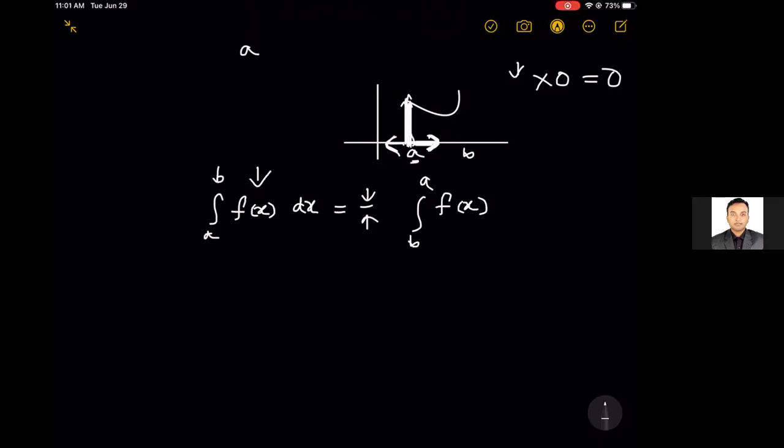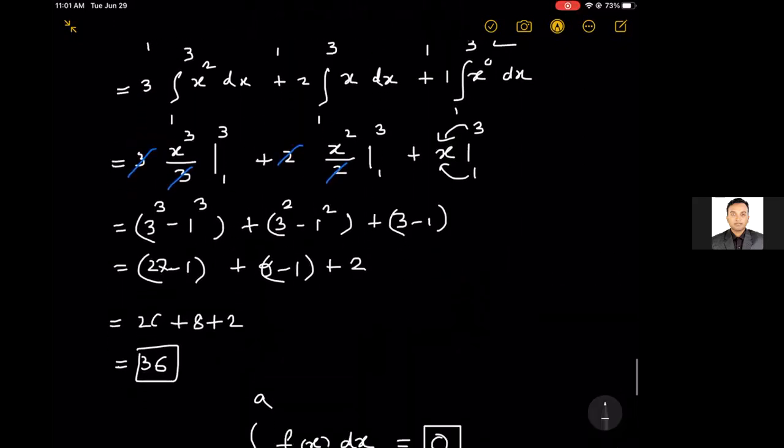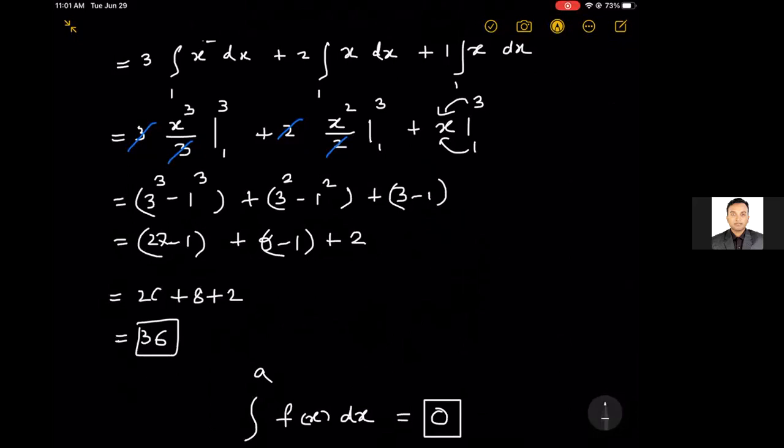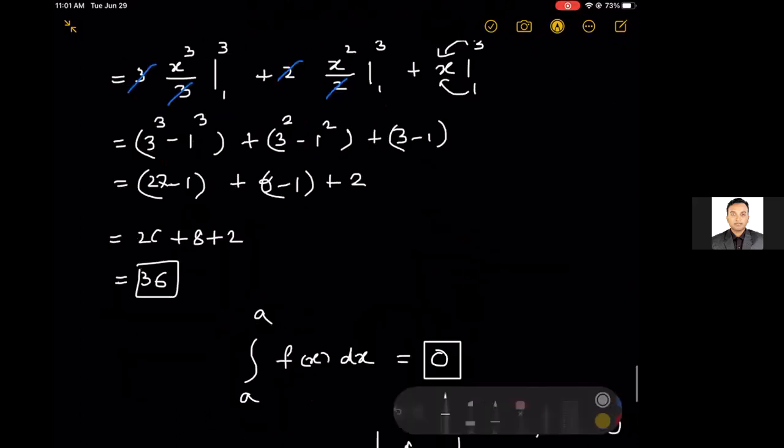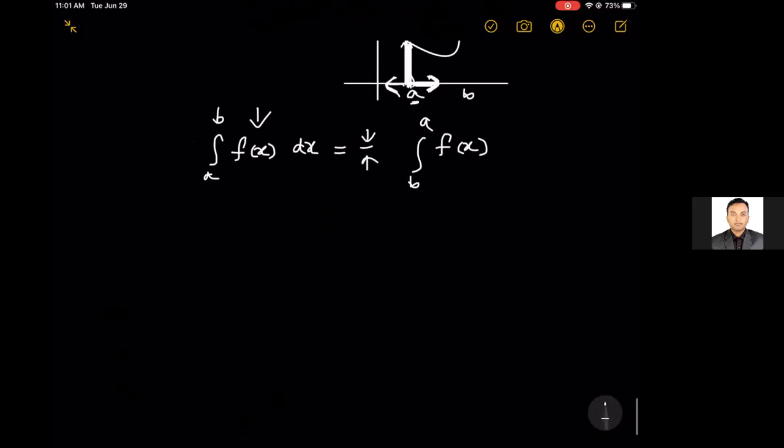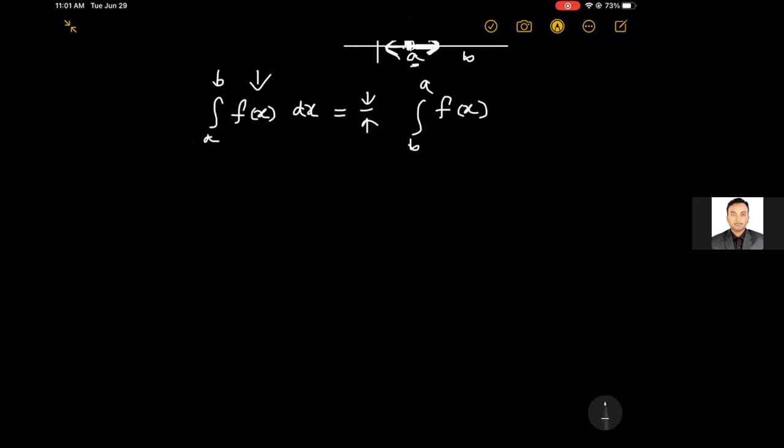You can actually check the previous problem. If you do it from 3 to 1 instead of 1 to 3, you'll get a negative here. Because now, let me show you. Let me use the same problem. X squared from 0 to 4 it was. Let's say 4 to 0, okay? 4 to 0. So it was 1 over 3x cubed. We need to evaluate it from 4 to 0.